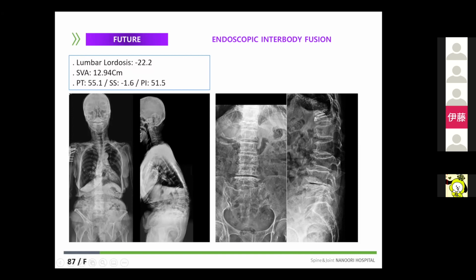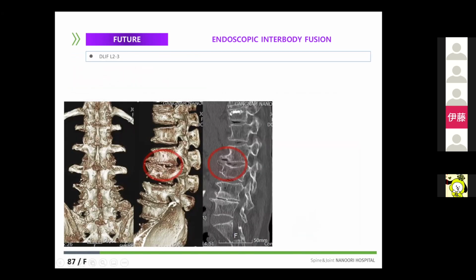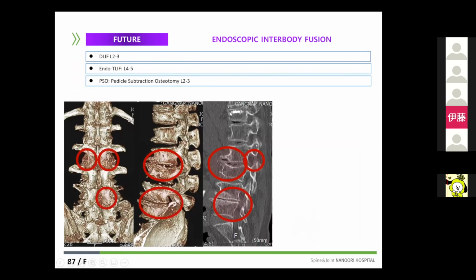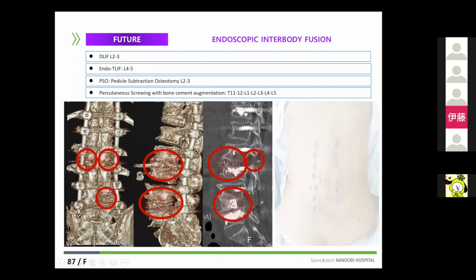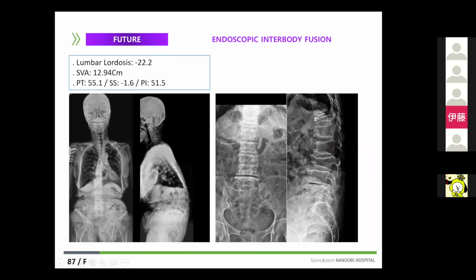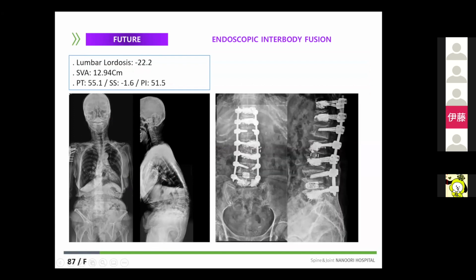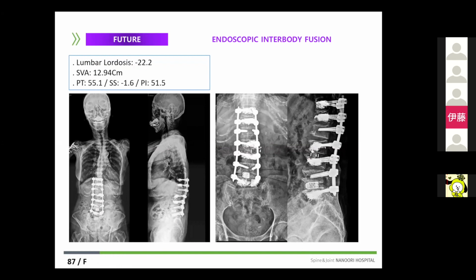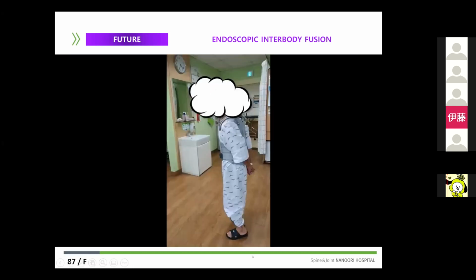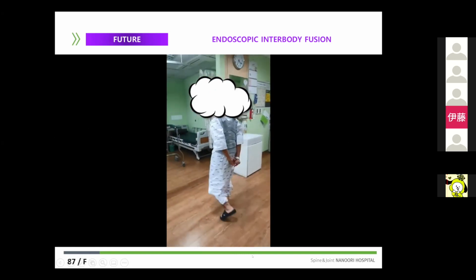But if we can operate on this patient, for example, with this sleeve operation and this endoscopic fusion cage insertion, endoscopic PSO, pedicle subtraction osteotomy, is also possible for this patient, and percutaneous screw fixation can be applied. We can get a result like this, and you can see here the correction for this patient. Degenerative kyphosis can be corrected even in very old octogenarian patients. And post-operatively, the patient is very happy and walking is very nice.